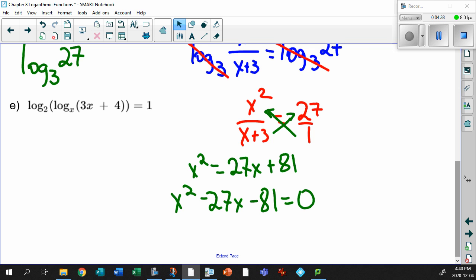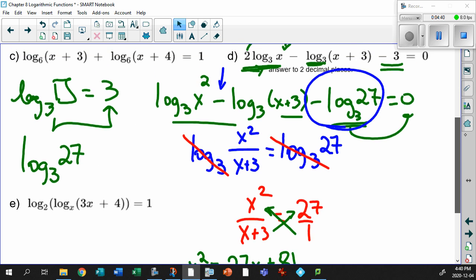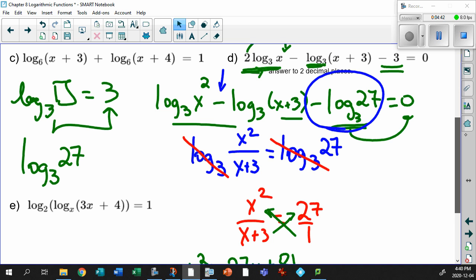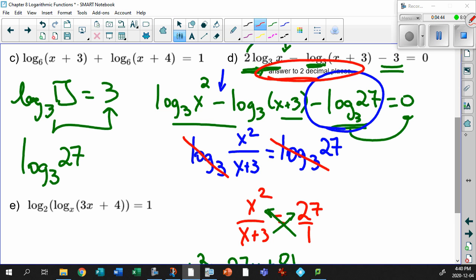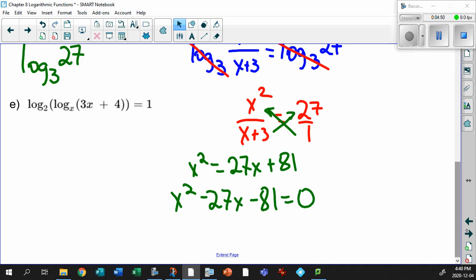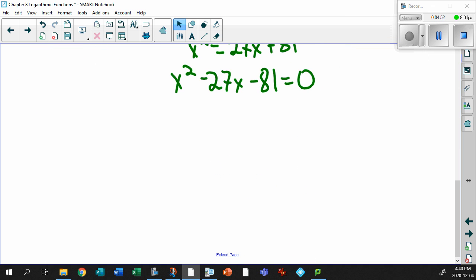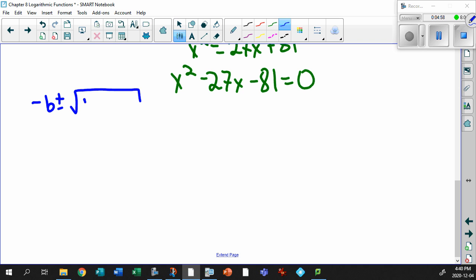Think about it. Why do you think back in this question up here, I said answer to 2 decimal places, and it kind of scared me? Guess what we have to use? Everybody's favorite, the quadratic formula. Minus b plus or minus the square root of b squared minus 4ac over 2a. It is going to be on your formula sheet, so don't worry about having to memorize it.